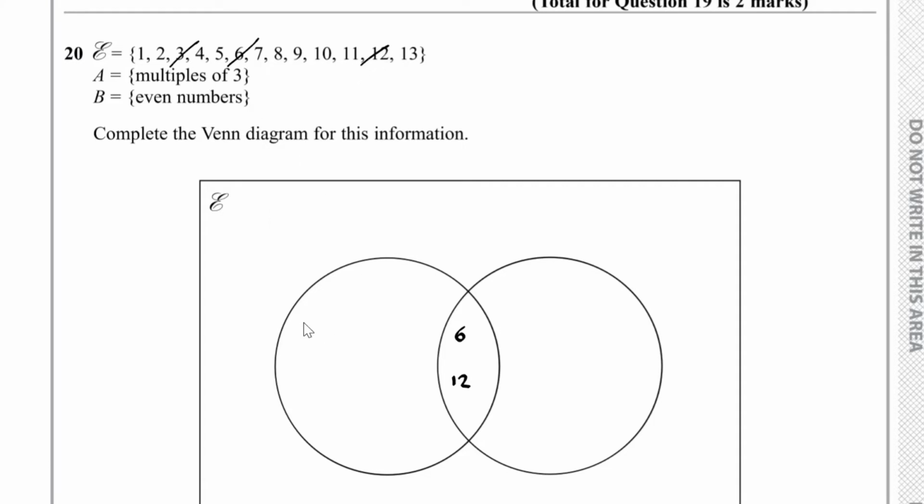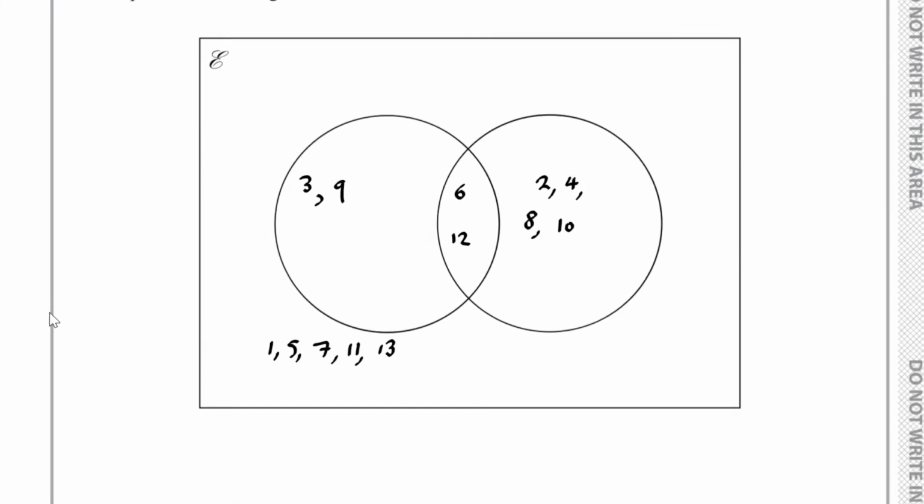Multiples of 3, well, we have 3. 6 is already chosen. 9 is not chosen. And nothing else is a multiple of 3. Even numbers, well, we have the 2, 4. 6 is chosen. 8 is not chosen. 10 is not chosen. And that's it. And the rest of the numbers go outside. So we have 1, the 5, the 7, the 11, and the 13. Okay, so that's question 20 done.